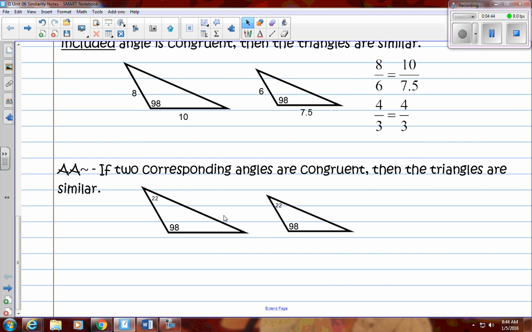And finally, we have one more. So we had 5 methods to prove triangles congruent, only 3 methods for proving them similar. If two corresponding angles are congruent, then the triangles are similar. Please note that we only need to know any 2 of our angles, because the third angle would have to be the same, because all the angles of a triangle always add up to equal 180. So if any 2 corresponding angles are congruent, this is the easiest one, then the triangles themselves are similar.